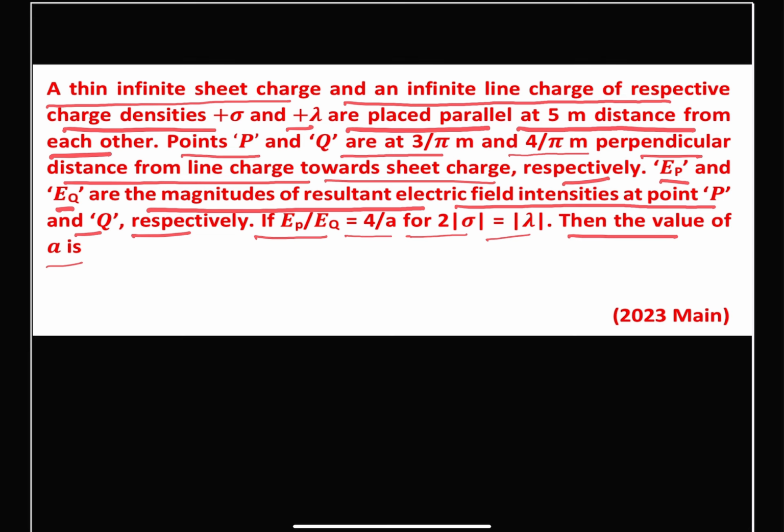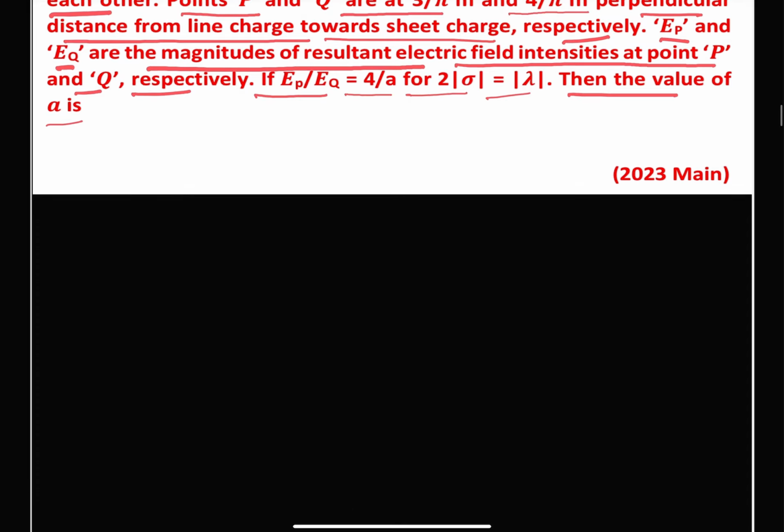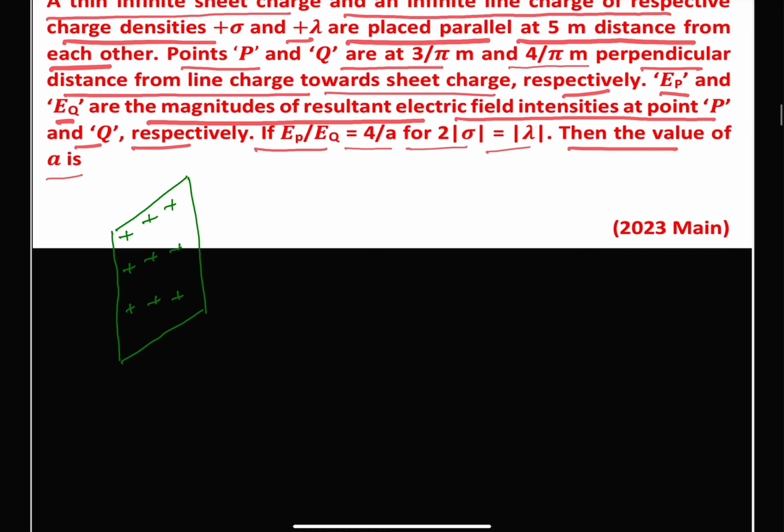So here we are given an infinite sheet charge. So let us draw a sheet charge. Let us suppose it is something like this, and the charge density is given as positive, and we have a line charge. Let us suppose this is somewhere here, and here also it's given as positive. Here it is sigma and here is given as lambda.